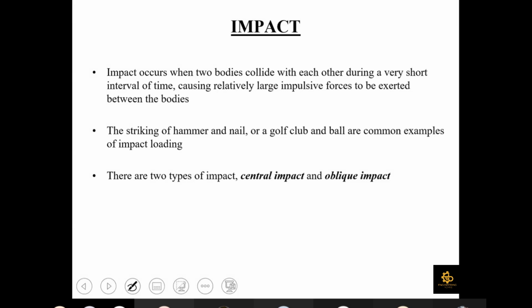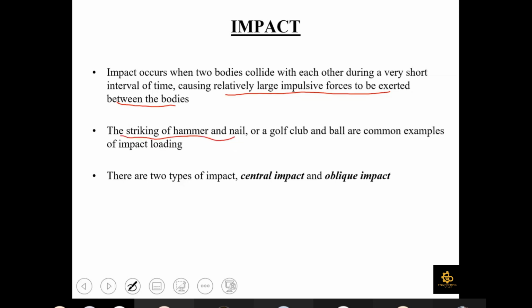So impact occurs when two bodies collide with each other during a very short interval of time, causing relatively large impulsive forces to be exerted between the bodies. So when do we call it impact? Impact occurs when two particles or two rigid bodies collide with each other during a very short interval of time, thereby causing relatively large impulsive forces to be exerted between the bodies. For example, the striking of a hammer and a nail.